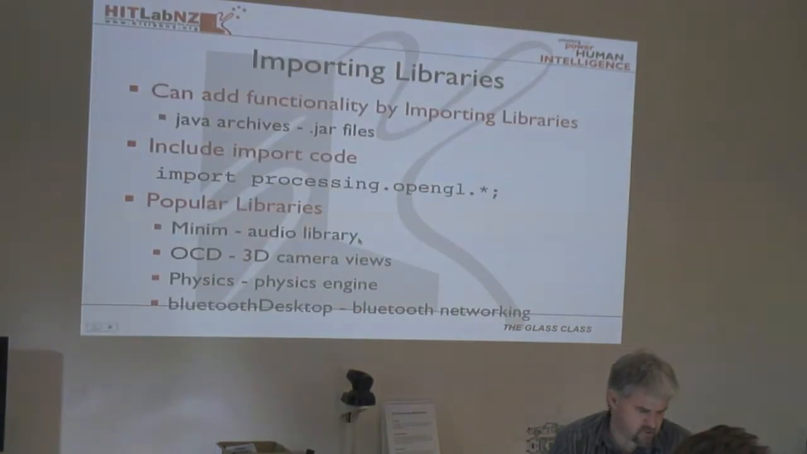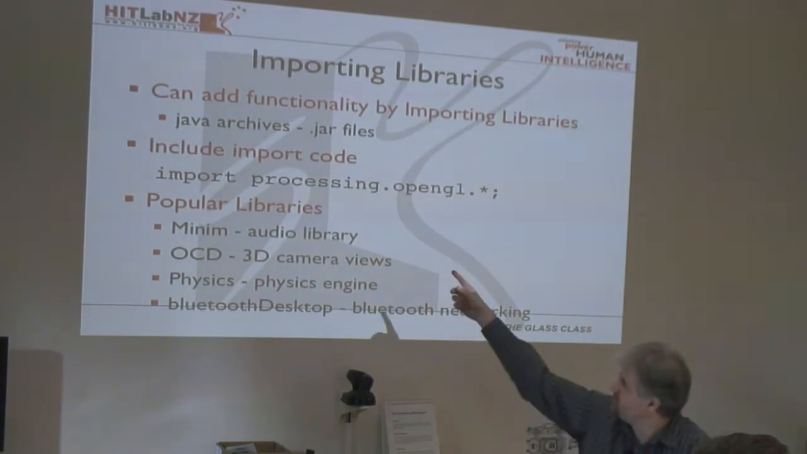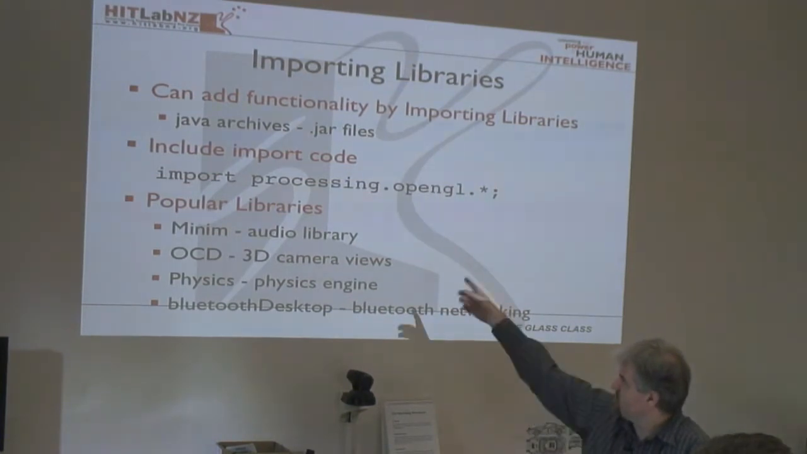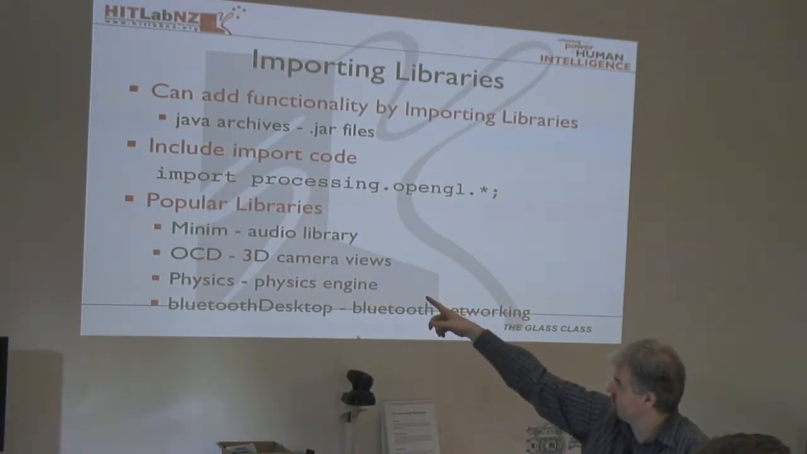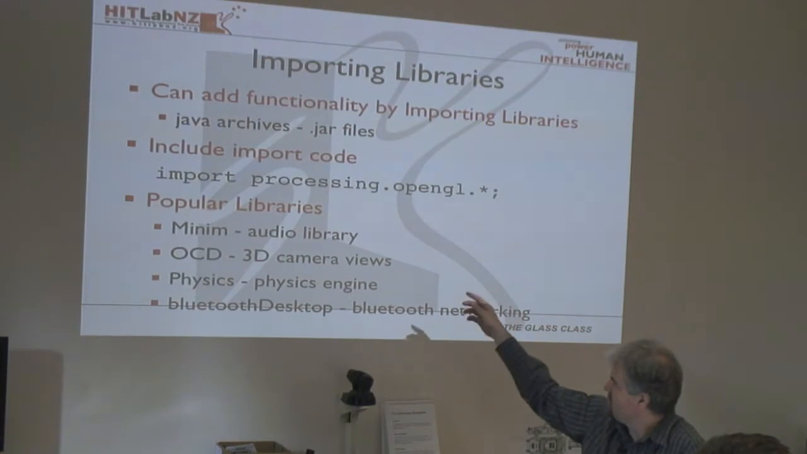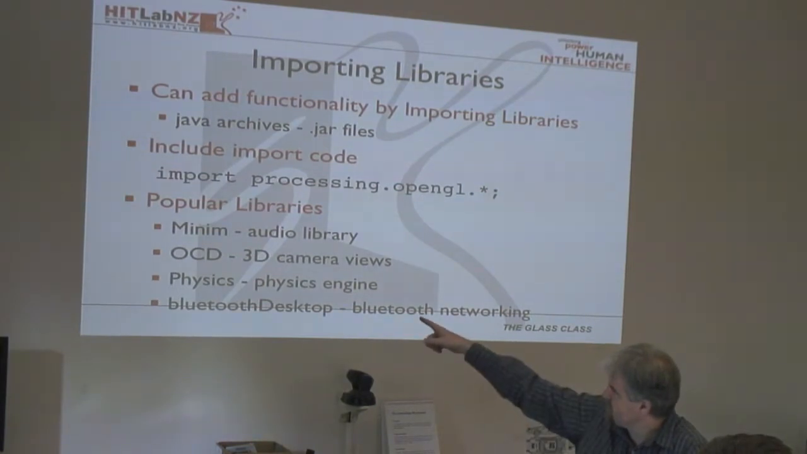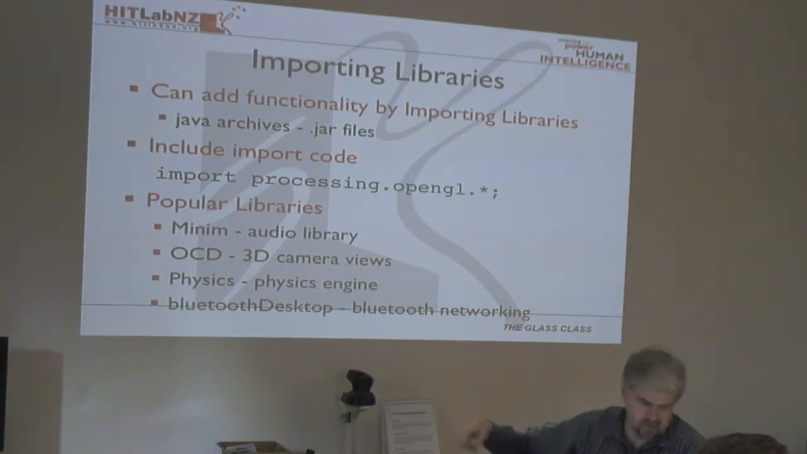The other thing you can do with Processing is you can import other libraries as well. Because Processing is written in Java, it means you can directly import .jar files. To do that, you just type import and the name of the library, and that adds a lot of different functionality. So here's a number of popular libraries that are being used. The Minim library, for example, lets you play sounds. There's an OCD library that provides 3D camera views, a physics engine, Bluetooth, and networking, and so forth.